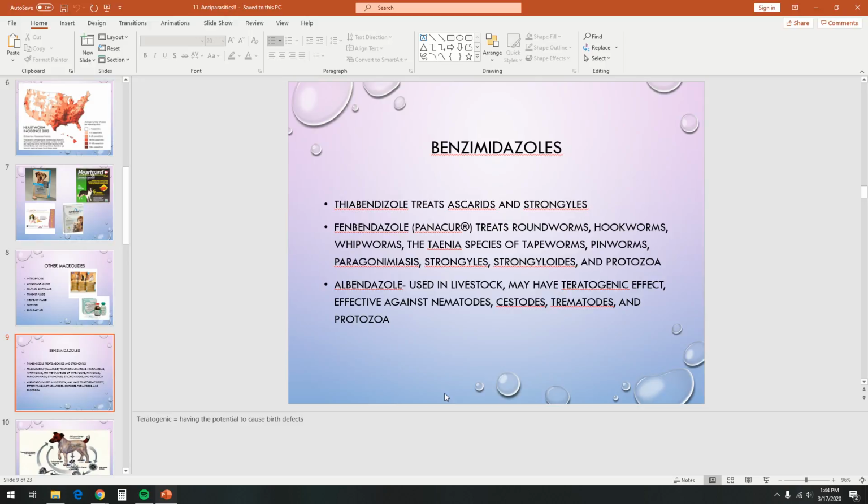Albendazole is used in livestock and may have a teratogenic effect. What this means is it has the potential to cause birth defects. It is really effective against nematodes, cestodes, trematodes, and protozoa. So we have to be very careful with our livestock if they are in gestation, like if they're carrying young, that we are careful not to use this dewormer on them so we don't cause any birth defects.